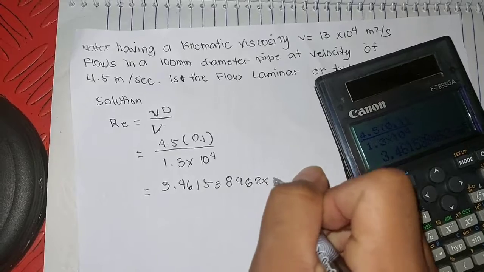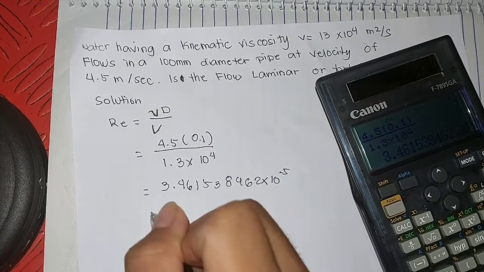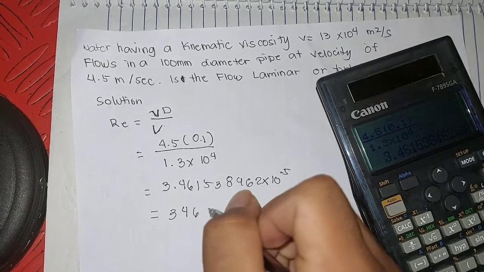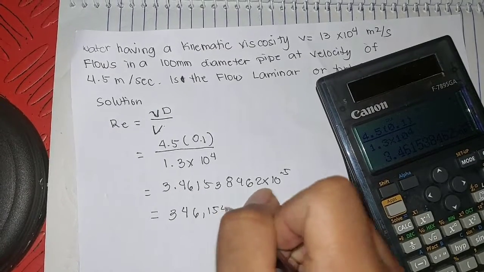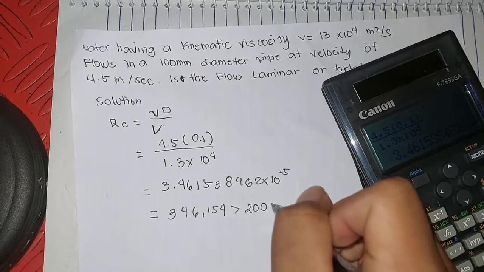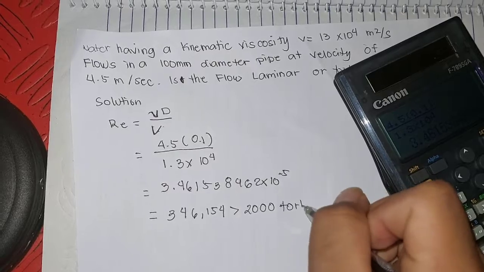3.461538462 times 10 raised to 5, or it can be written as 346,154. It is greater than 2,000, so it is turbulent.